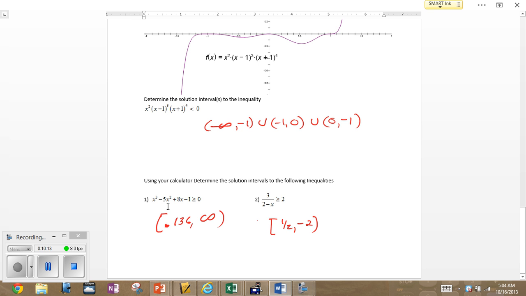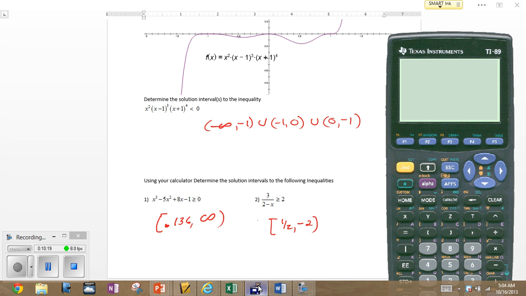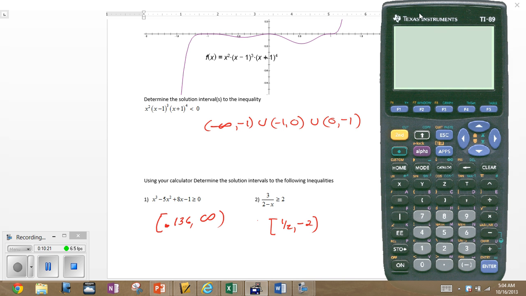These two were calculator-based problems, so let's take a look at the calculator. Pull that up. That then is the graph of this first expression, x cubed minus 5x squared plus 8x minus 1. We want to know when that is greater than or equal to 0, which is saying when is it above the x-axis, which means we have to find that x-intercept. We could obviously see from that point in x on up, it's greater than 0.